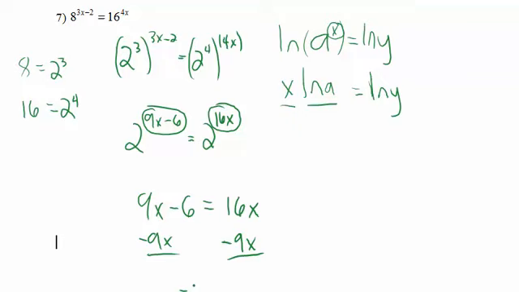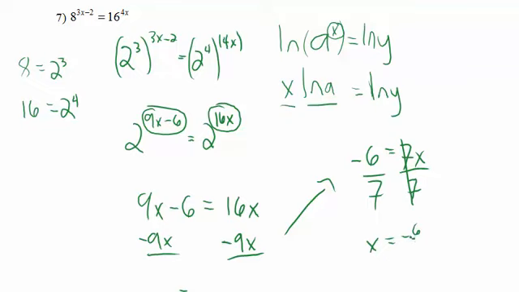So that gives me negative 6 equals 7x, and now I divide both sides by 7 to get my answer. x equals negative 6 over 7. Okay, I'll skip the check. You can check that by plugging it in. You should get the same value on both sides of the equation.